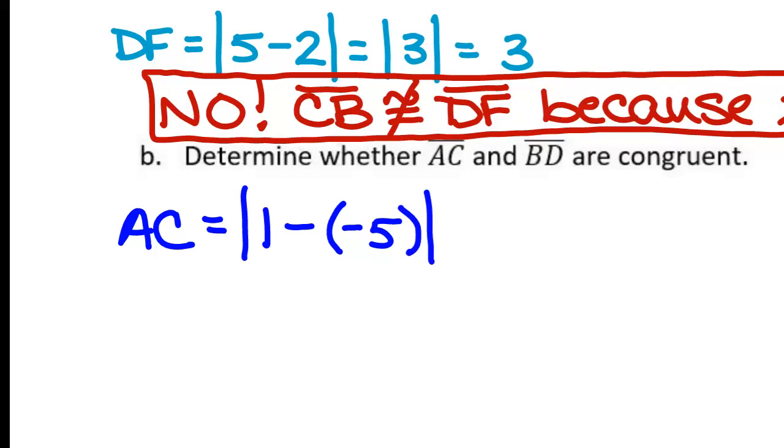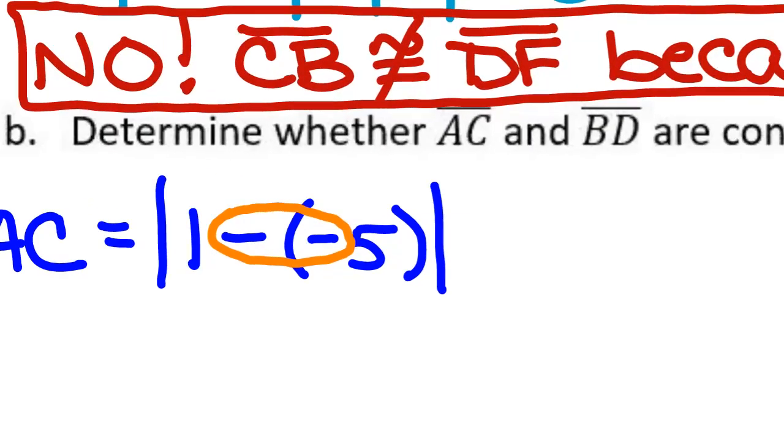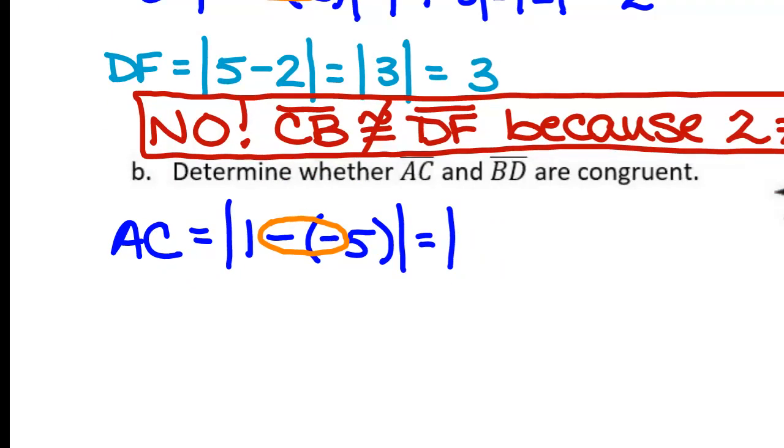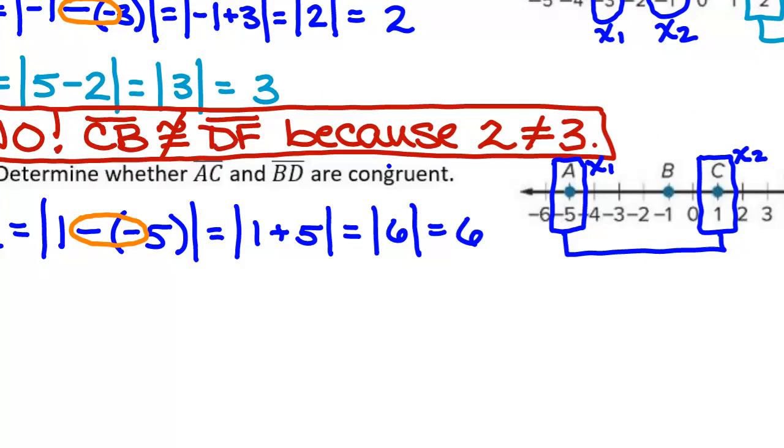The -5 goes inside parentheses. Remember, after the first number, it's always a minus. I'm subtracting a negative here, so what happens? Positive. So this really becomes 1 plus 5. 1 plus 5 gives me 6. And what is the absolute value of 6? 6. Perfect. So this segment is 6 units long.